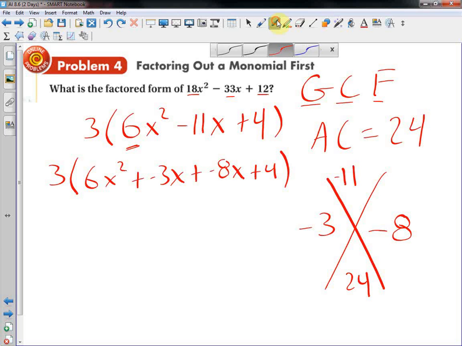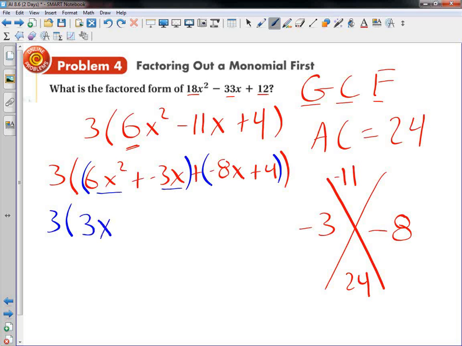Now we need to combine our like terms. So we get 3 parentheses. What does 6x squared and negative 3x have in common? Well, they both are a factor of 3, and they both have an x. So we're left with 2x. And after this point, it is safe to write a minus sign and minus 1. Plus, what does 8x and 4 have in common?